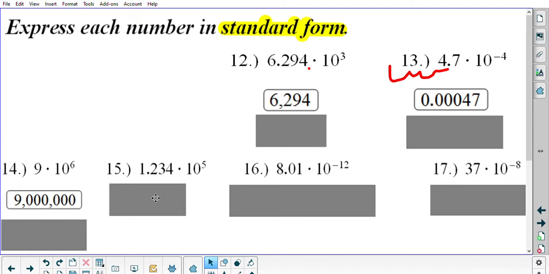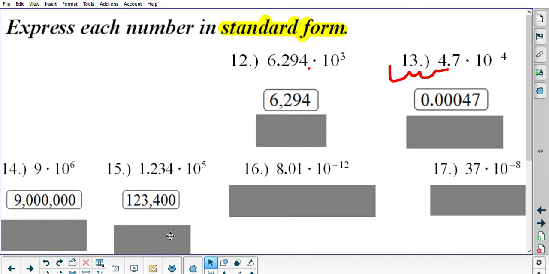Problem number 15, 1.234 times 10 to the 5th. You need to move the decimal point 5 spaces to the right, but the first of those 5 spaces will go past the digits of 2, 3, and 4. So there's only 2 more spaces to move it, which is why you only add 2 extra zeros on the end, because the first 3 spaces were past the digits of 2, 3, and 4. 2 more spaces to go, that's why there's 2 zeros.